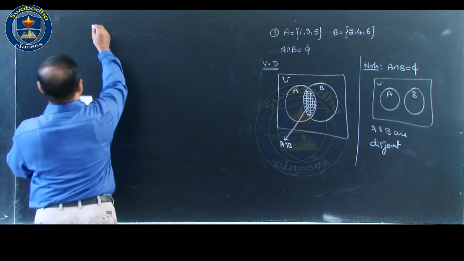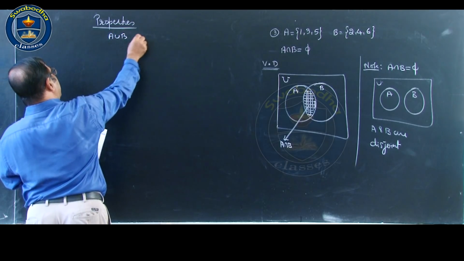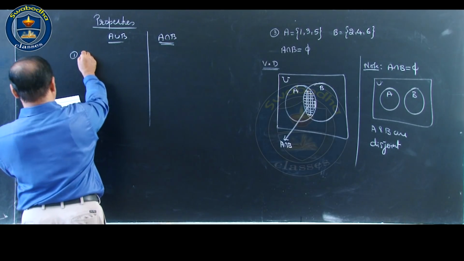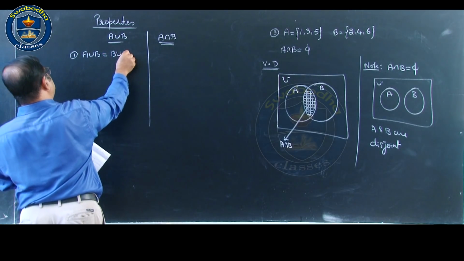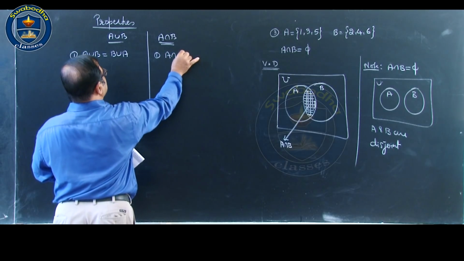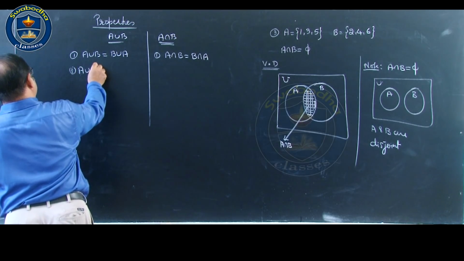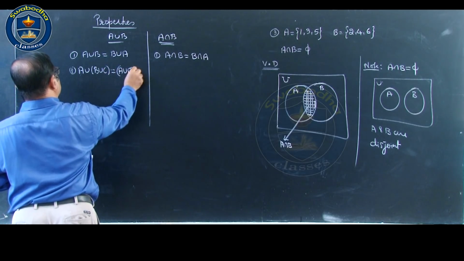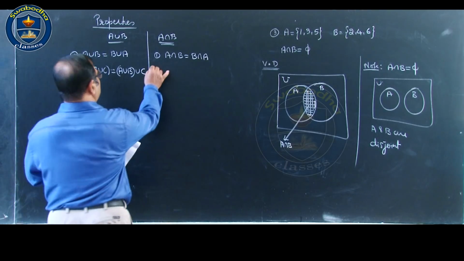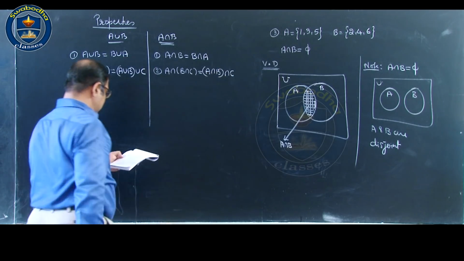Now, let us study some properties. This is for A union B. Here I am writing for A intersection B. First, I write A union B is equal to B union A. That is, union of A and B is same as union of B and A. Here, A intersection B is same as B intersection A. Then, we write A union B union C is A union B union C. Now, we write A intersection B intersection C is same as A intersection B intersection C.